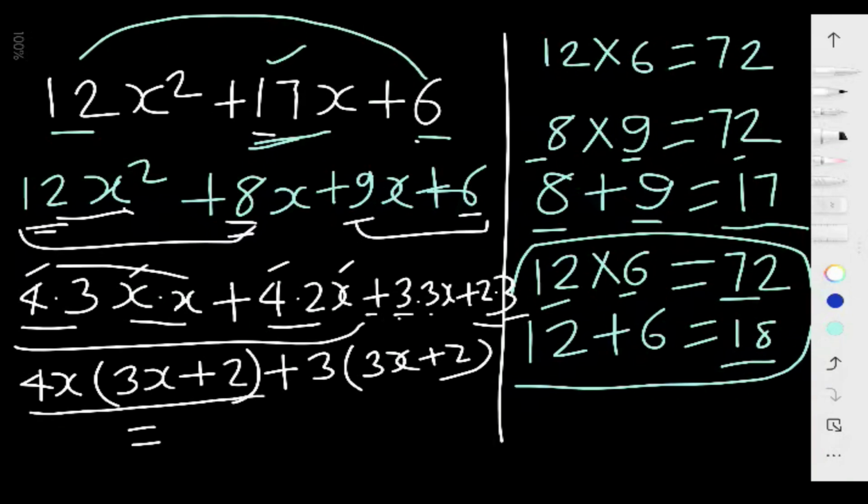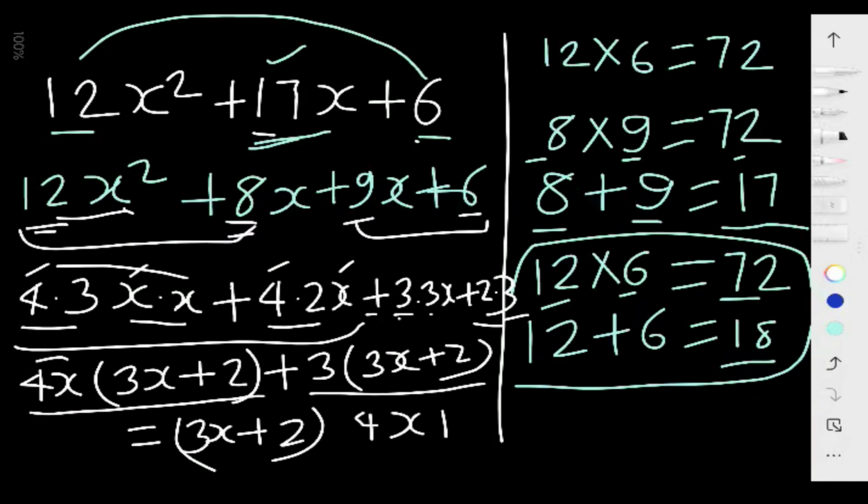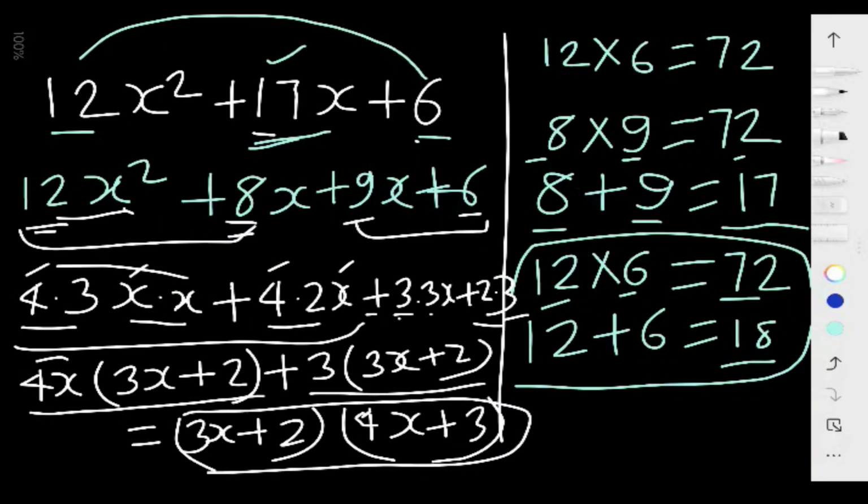Now in both this one and this one, what is the common? 3x plus 2 and 3x plus 2 is the common. So we can write 3x plus 2 is the common, and what is remaining? 4x plus 3. This is the answer we got after the factorization.